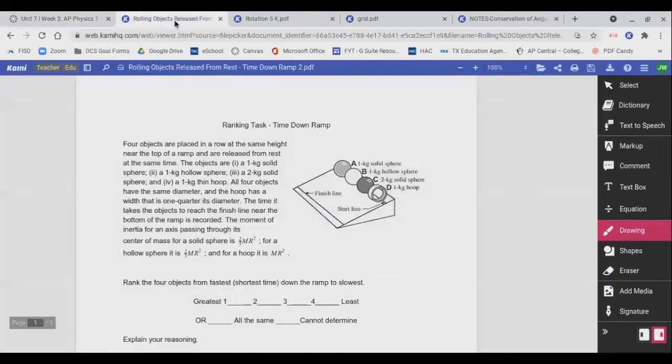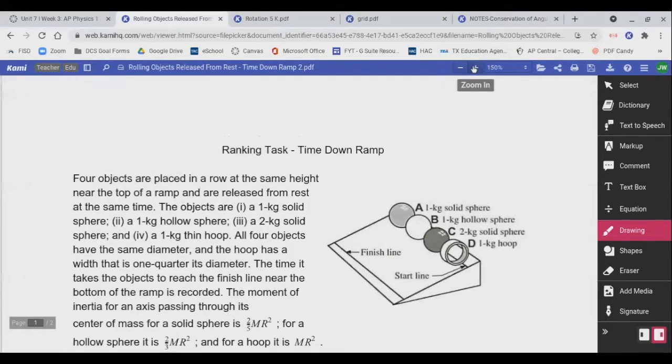We're going to start with this, the time down the ramp. Let me zoom this in just a little bit, so you have the opportunity to take a look at this. I want you to get an idea of which one's going to be first down the ramp, A, B, C, or D. Take a second to look at this. In the information, it does give you the moment of inertia or rotational inertia for each of the 3 different types of objects, 2 solid spheres, 1 hollow sphere, and 1 hoop or ring, I guess. Look at that, see what you come up with. First to the bottom fastest.